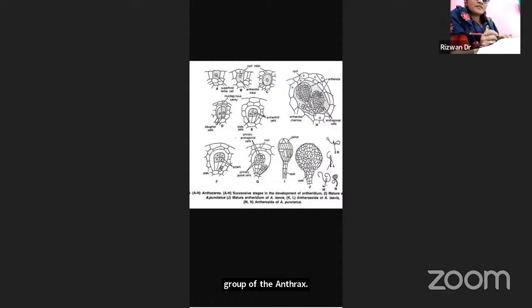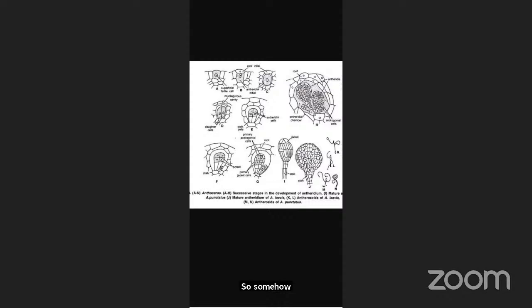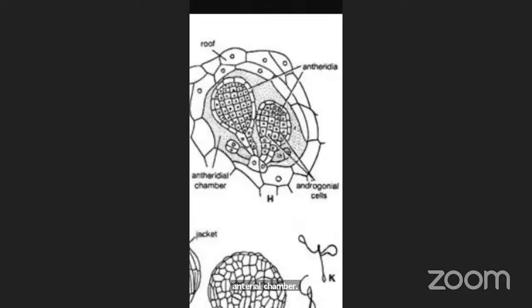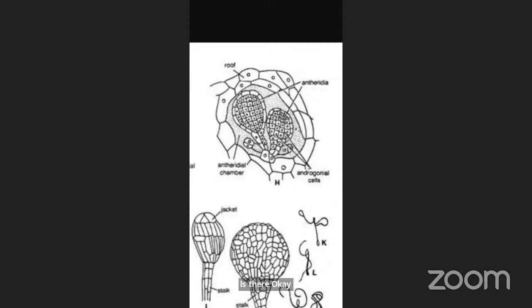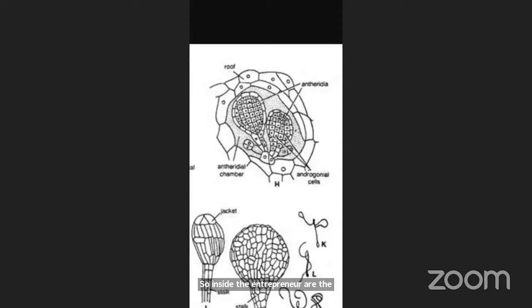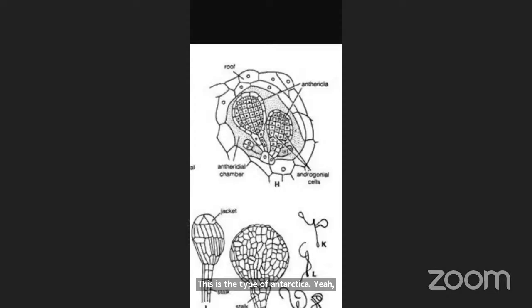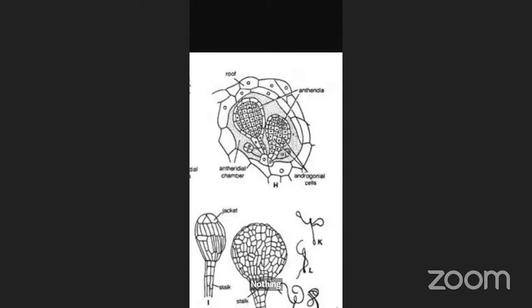The antheridia are present in the antheridial chamber. See here in that picture, this one is the antheridial chamber. Inside the antheridial chamber, single or grouped antheridia are present. This is the antheridial chamber.